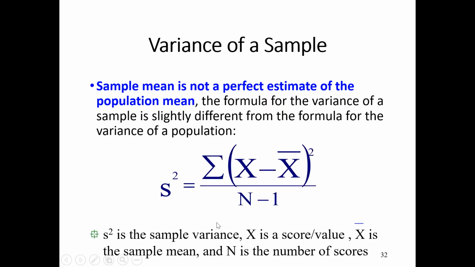S square is the sample variance, x is the score, x bar is the sample mean, and n is the number of scores, for a particular sample. So this is the formula for the variance of a sample. And if I'm trying to get the standard deviation of the sample, then I will take the square root of this, the whole thing on the right hand side.